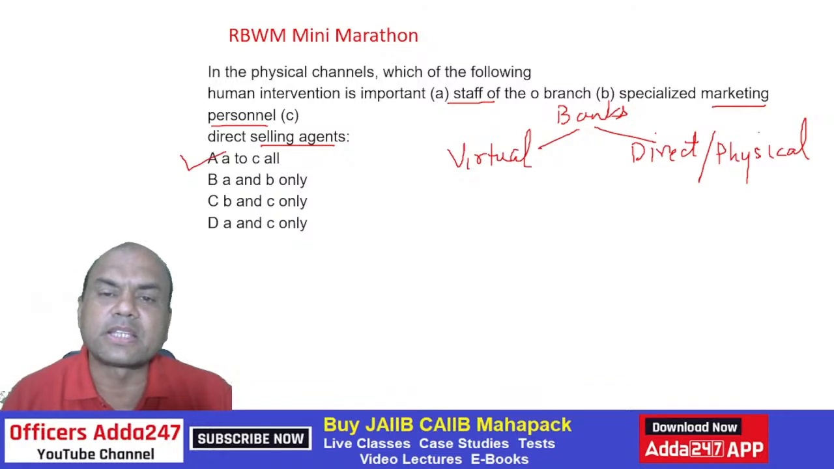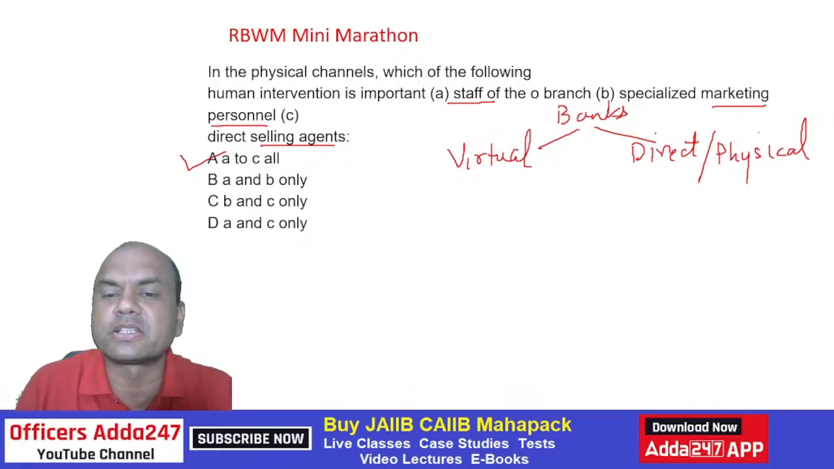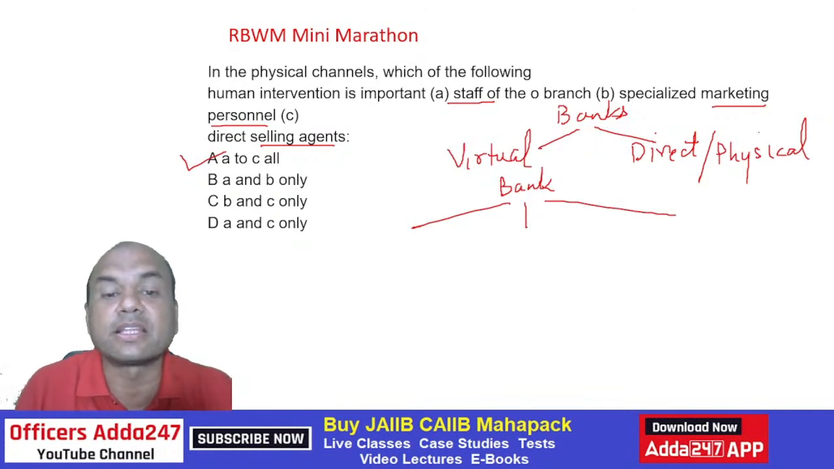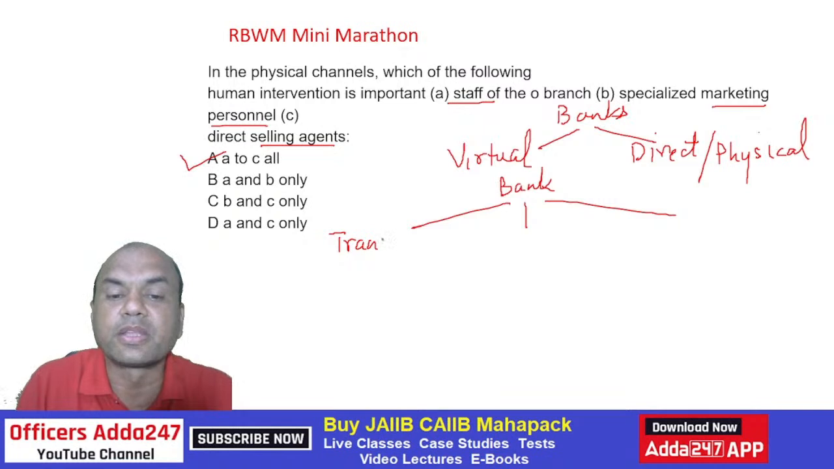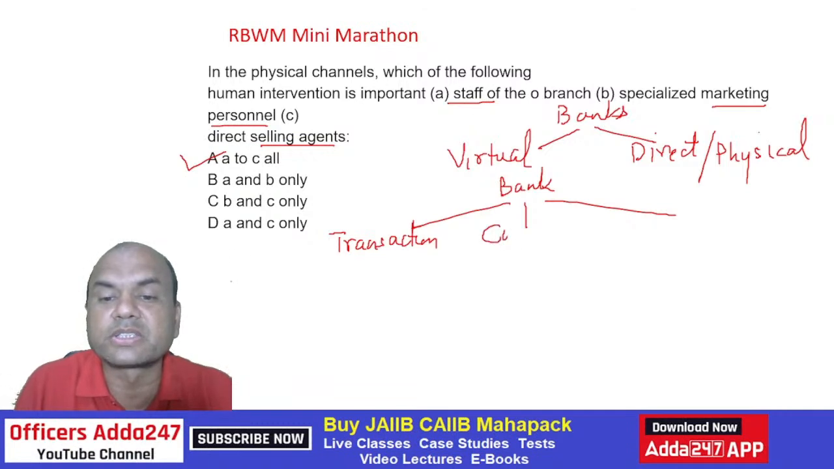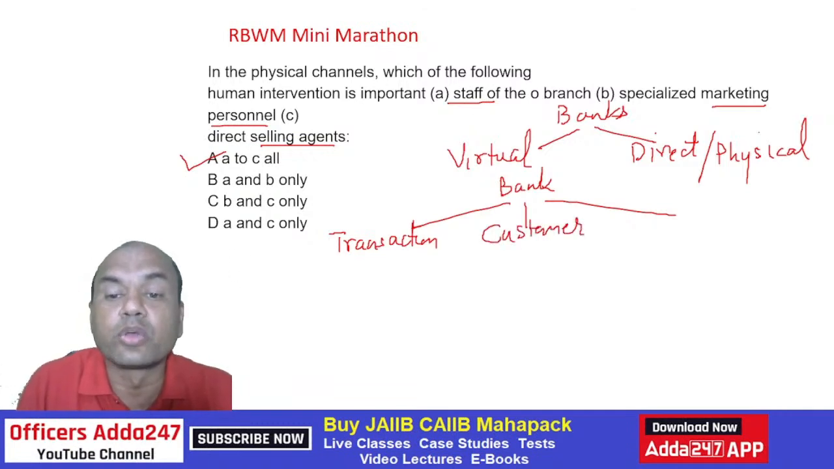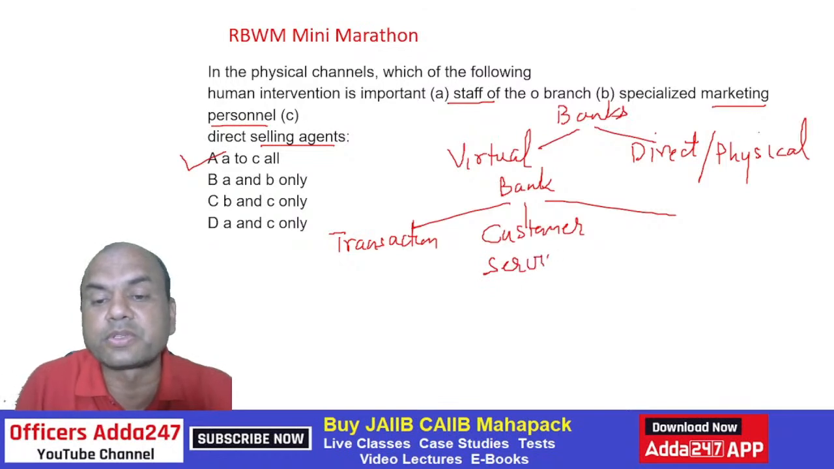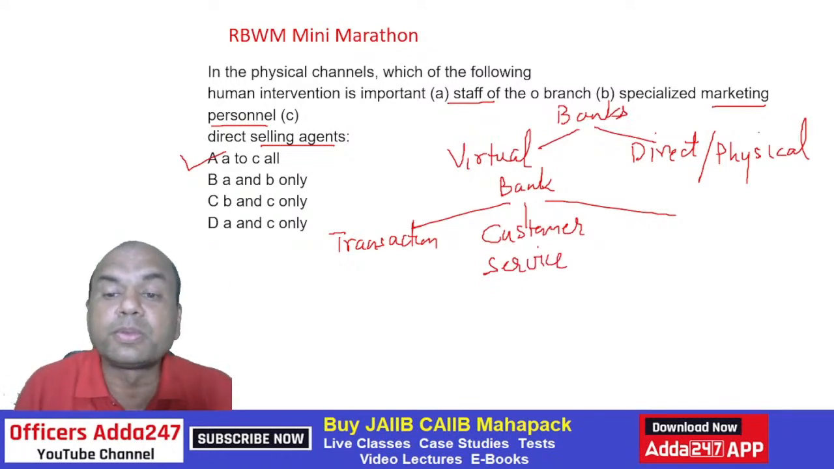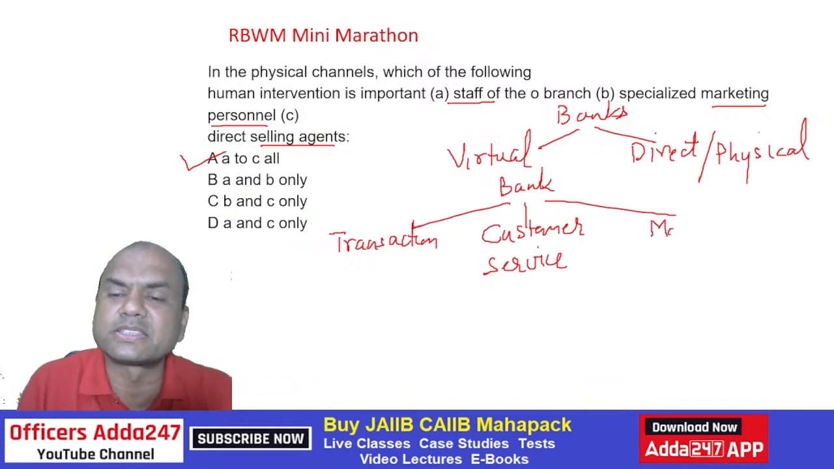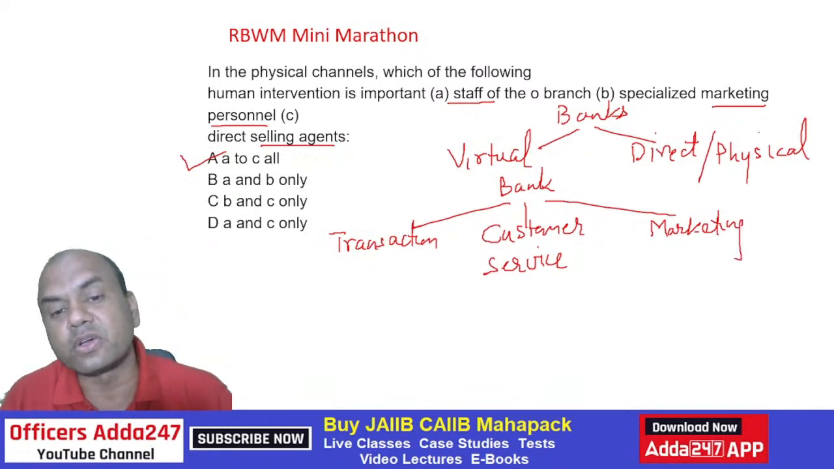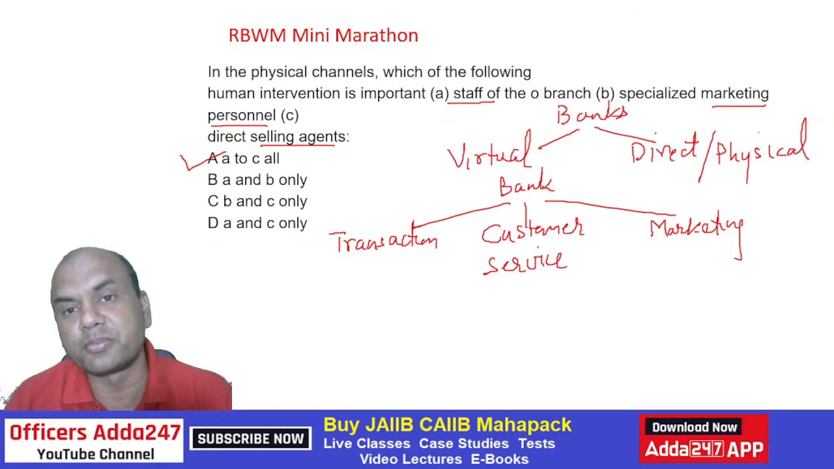Because normally in any bank the staff is divided into three parts. One is transaction processing, which means doing all the clearing and transfers, everything. Second is customer service, which means serving whoever customer comes to the branch. And third is new business, which we call marketing or sales. So a bank always has all these three types of employees.